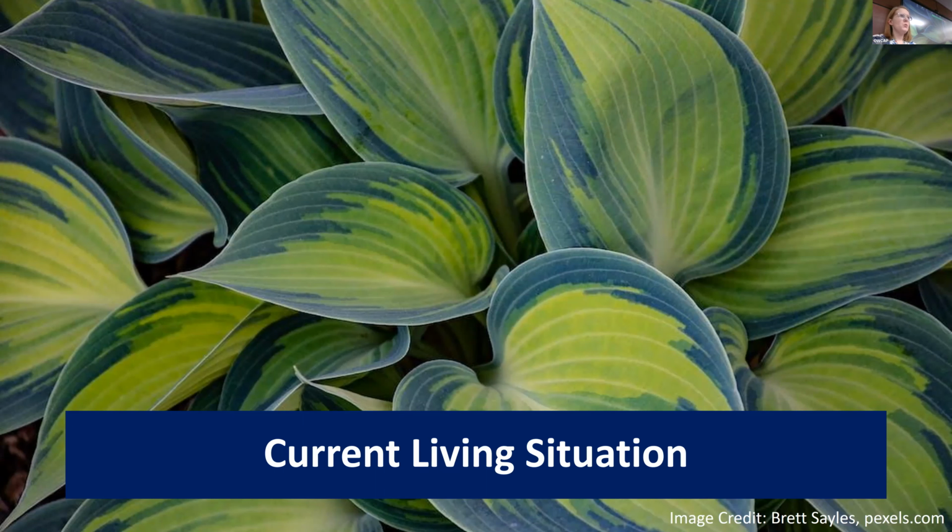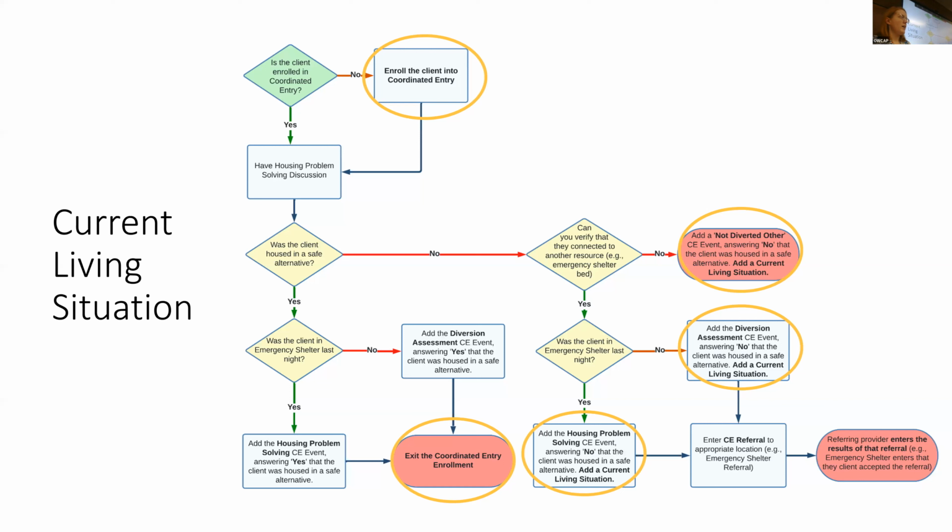In addition to everything else I've talked to you about coordinated entry, there is another part of tracking that you have to do with coordinated entry, on top of CE events, on top of the housing needs assessment, on top of just the enrollment. You do have to add a current living situation anytime you interact with the client. So you can see on this flow chart here, I just have it circled, when you're talking about housing problem solving, there are several points where you would add a current living situation.